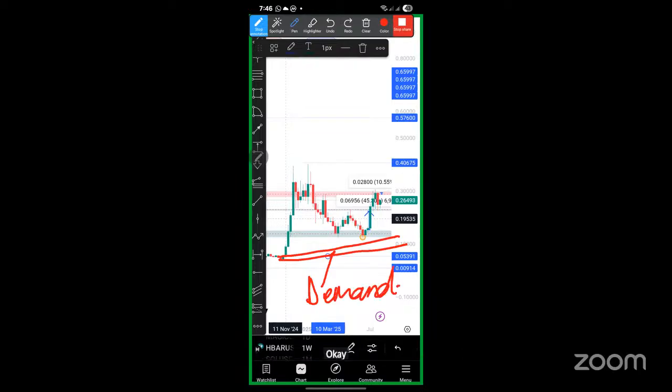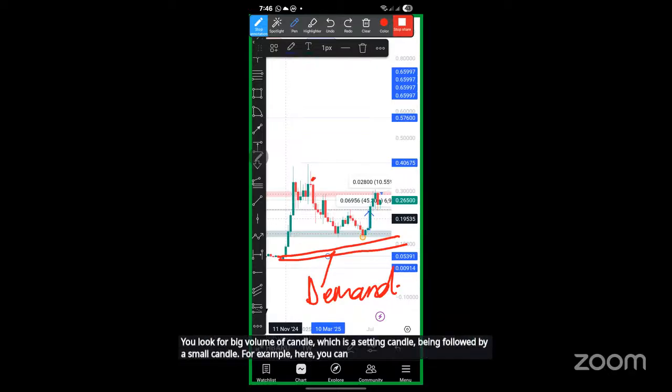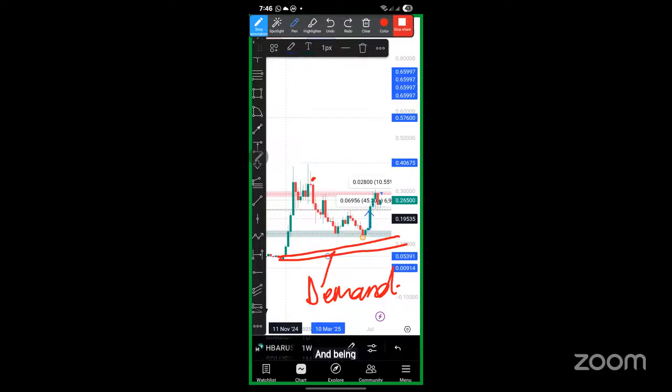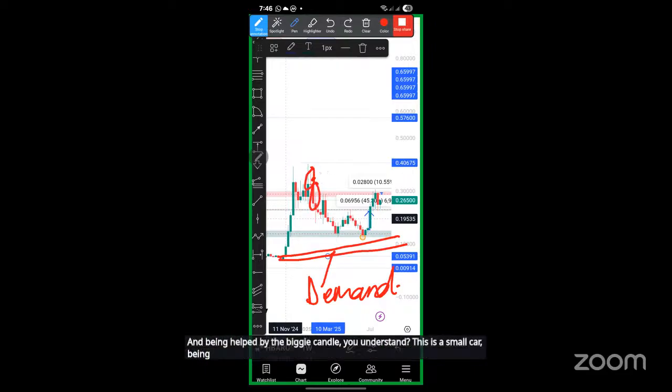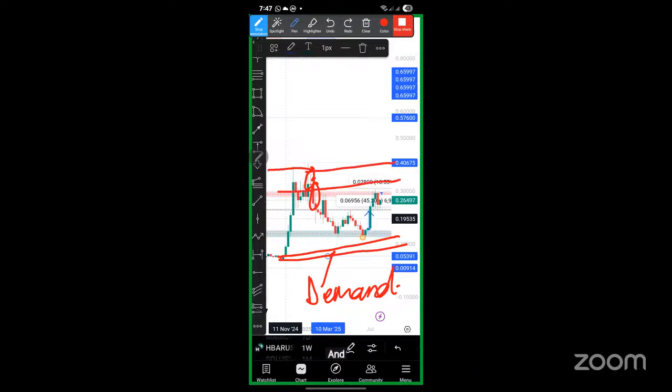Okay, you go to the upper time frame, you look for the selling candle, a big volume candle which is a selling candle, being followed by a small candle. For example, here, you can see this is our small candle, followed by the big volume candle. So you take this one at its top, and you take this one at its bottom. So this one becomes our supply zone. That is the 1 week time frame.